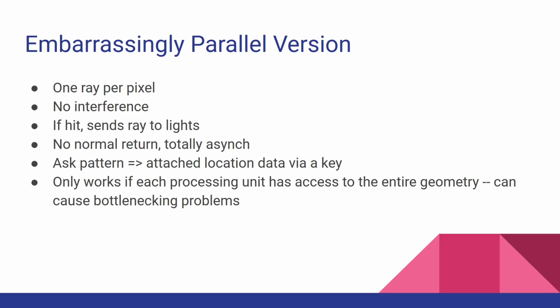So we started off with an embarrassingly parallel version, and this sends one ray per pixel. There's no interference between rays, and it sends the ray. If there's a hit, it sends that light back. So it's completely asynchronous. It comes back at any point. There's no method to the pixel showing up, and it only works if each processing unit has access to the entire geometry, which can cause bottlenecking problems, especially if the geometry gets very, very large and there need to be messages sent across. But Akka can help with that.